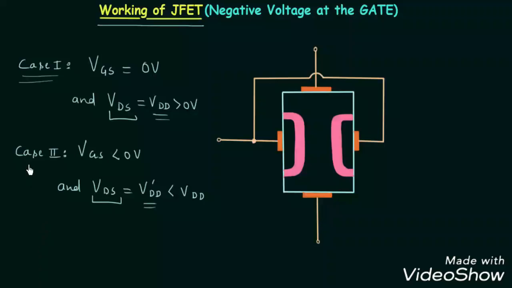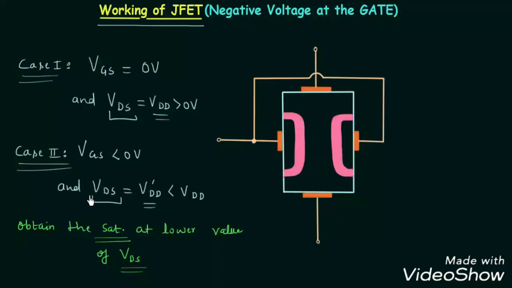The prime aim in case number 2 is to obtain the saturation at lower value of drain to source voltage VDS. So we want to obtain the saturation at lower value of VDS, and because of this, VDS in case number 2 is smaller than VDS in case number 1. Now I will explain what we mean by saturation.